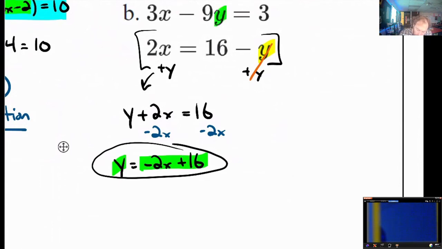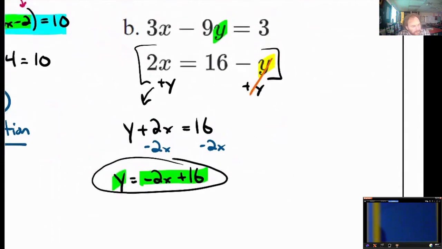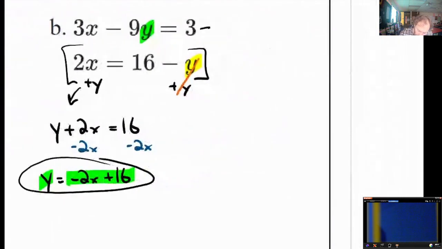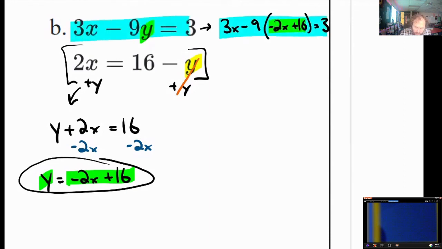So I'm going to plug that in for y up there in the top equation. So we'll do this as a substitution. And that will make the top equation look like this. It'll be 3x minus 9 times negative 2x plus 16 equals 3. Just like that. So again, I'm replacing the y with negative 2x plus 16. And these are the same equation. The only difference is I've replaced the y with what it's also equal to.